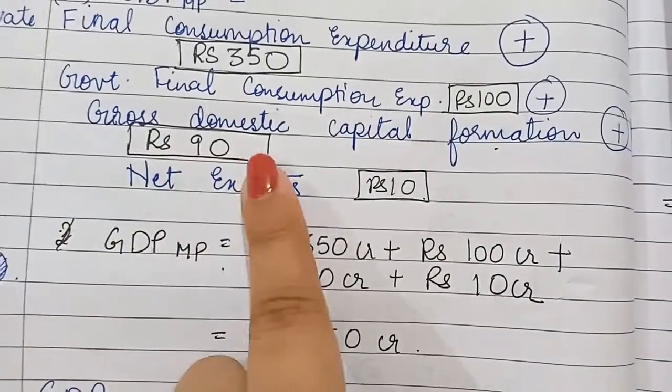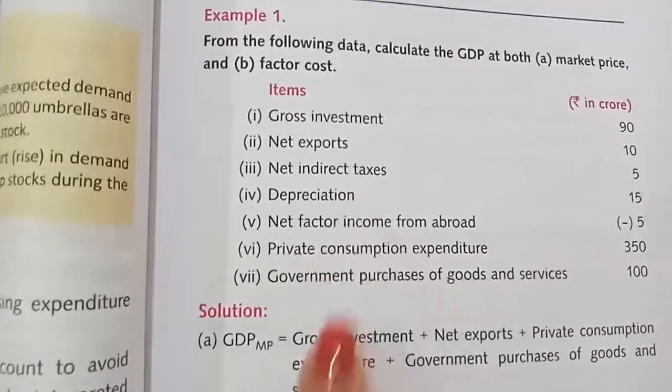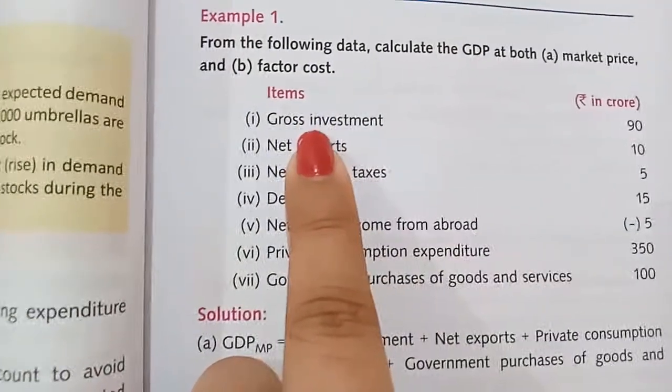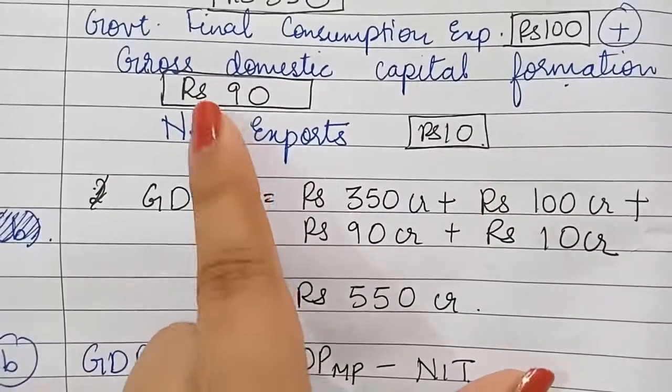Next is gross domestic capital formation. Here the investment takes place. So over here we have to look for the word investment. It is given in the first point. Gross investment, that is the total investment, it is rupees 90 crores. So here we have it, rupees 90 crores.